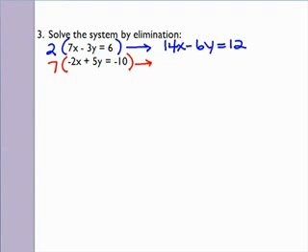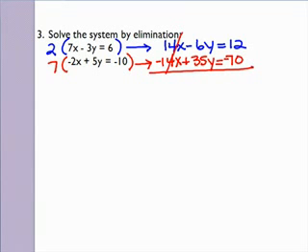And the next one, I get negative 14x plus 35y equals negative 70. And add those, and I end up with, I didn't bring my calculator in here, so I'm going to look at my little cheat sheet here. 29y equals negative 58. So y equals negative 2.